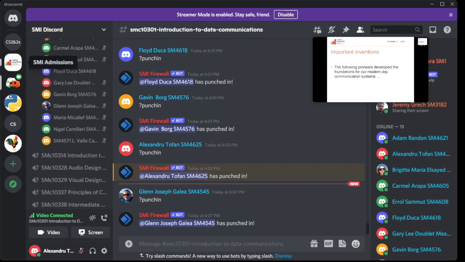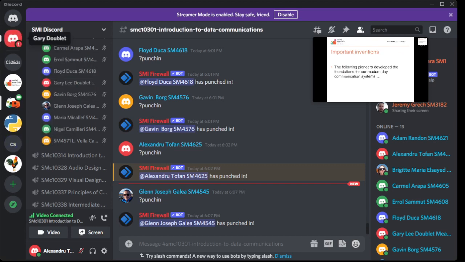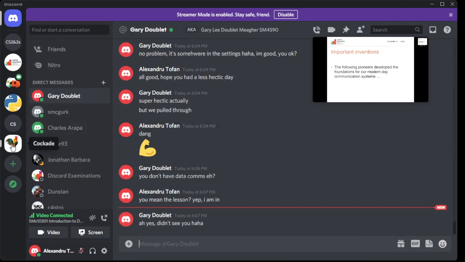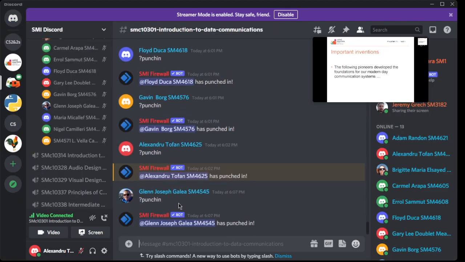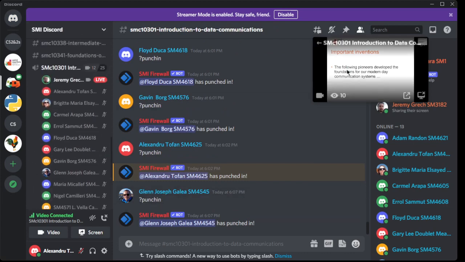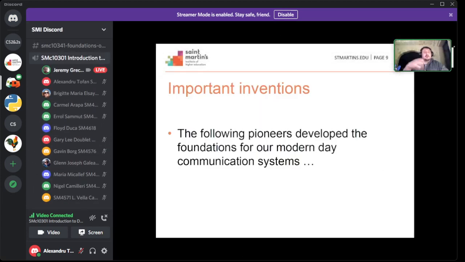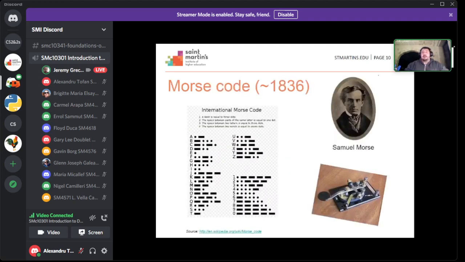But before we actually delve into current technology and see how these different devices work, we're going to look back, in order to see where the foundations of modern day communication systems start from, by looking at some important innovations that have happened throughout the years. The very first innovation that we're going to be talking about is that developed by Samuel Morse, also known as the Morse code.